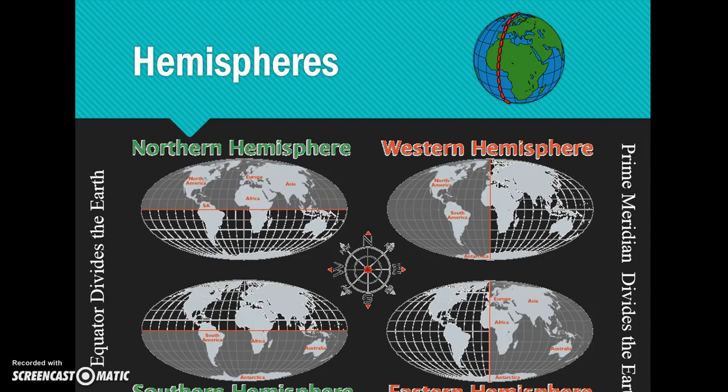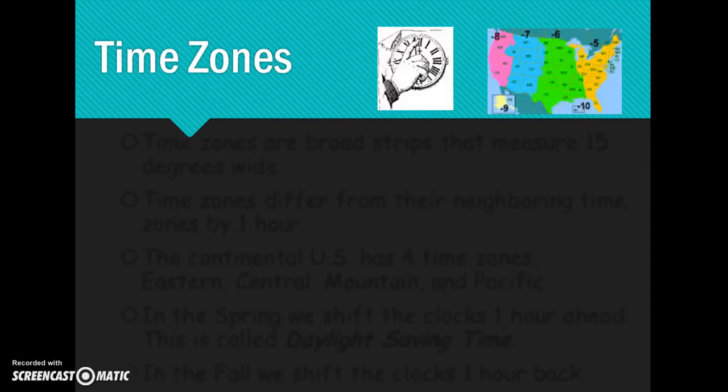Hemispheres. The prime meridian and the equator divide the world in halves. The equator, as you can see on the left, divides the Earth into the northern hemisphere, which is shaded, or the southern hemisphere, which is shaded. The prime meridian divides the Earth into halves the opposite way. You can see west of the prime meridian is the western hemisphere, and it is shaded, and east of the prime meridian is the eastern hemisphere, and it is shaded.